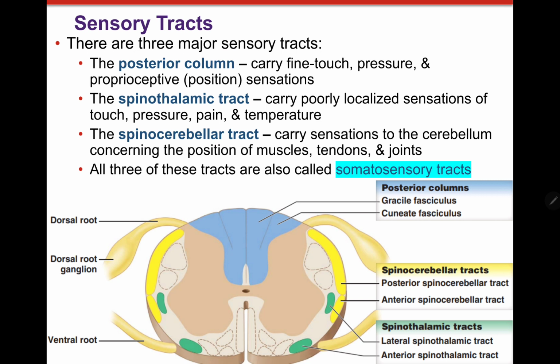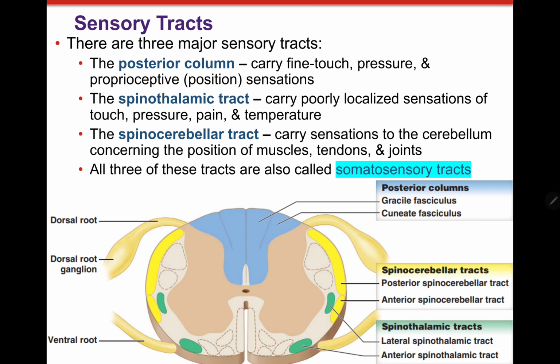Now, there are three main sensory tracts. We have the posterior columns, which carry fine touch, pressure, and proprioceptive, like position, sensations. We have the spinothalamic tract, which carries poorly localized sensations of touch, pressure, pain, and temperature. And we have the spinocerebellar tract, which carries sensations to the cerebellum concerning the position of our muscles, tendons, joints, things like that. All three of these tracts are called somatosensory tracts.